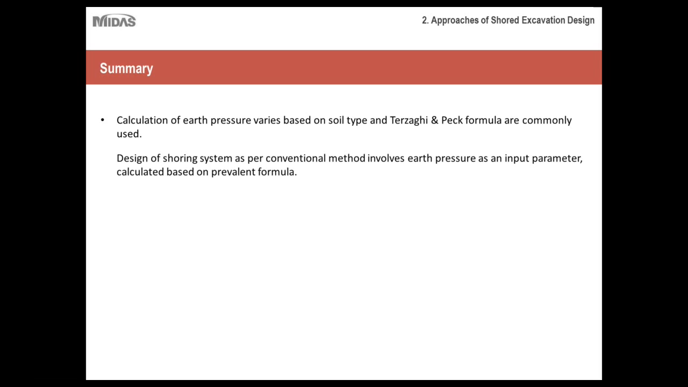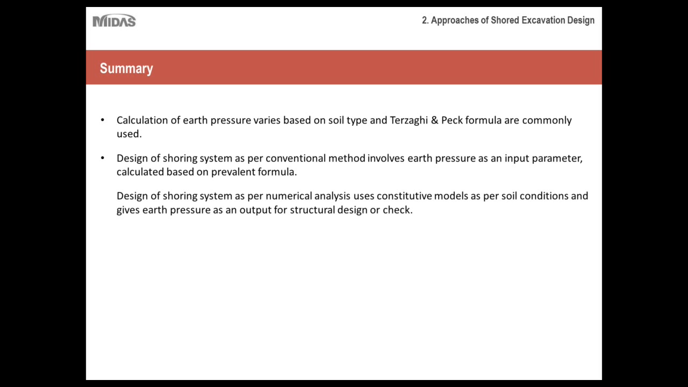Now this brings us to the end of chapter 2, so let me quickly summarize what we learned in this chapter. Calculation of earth pressure varies based on soil type, and Terzaghi's and Peck's formulas are commonly used. Design of the shoring system as per the conventional method involves earth pressure as an input parameter that is calculated based on the prevalent formula. Design as per numerical analysis uses constitutive material models as per soil conditions and gives earth pressure as an output for structural design or check of the shoring system.